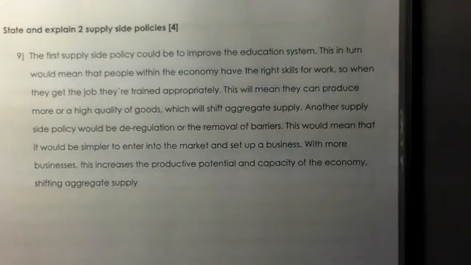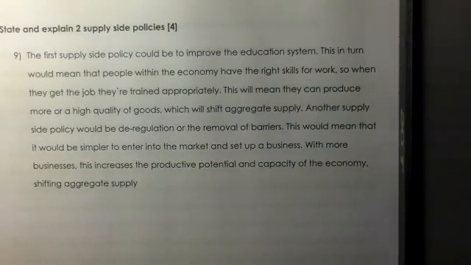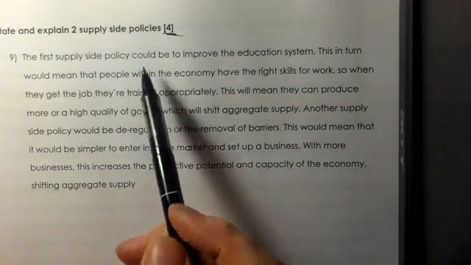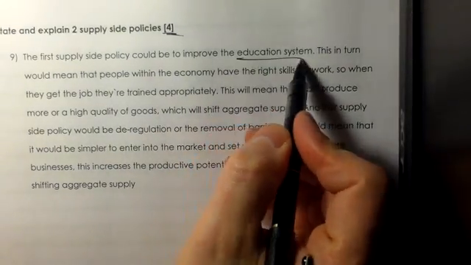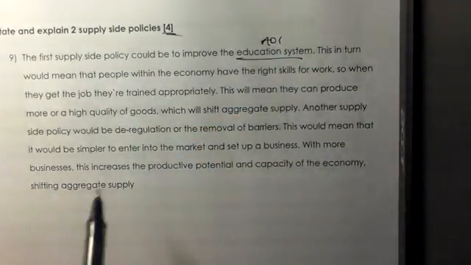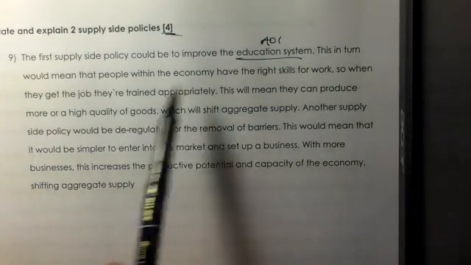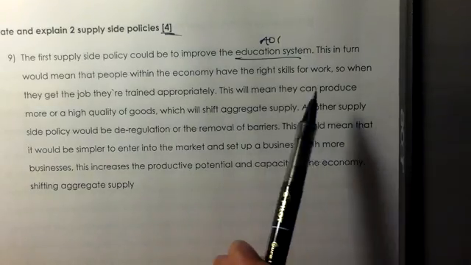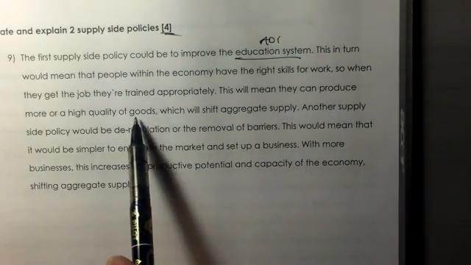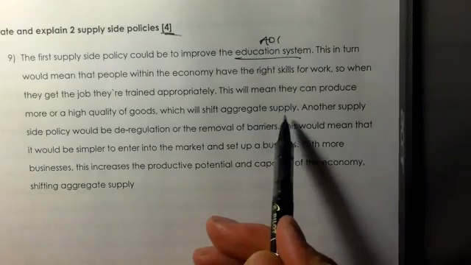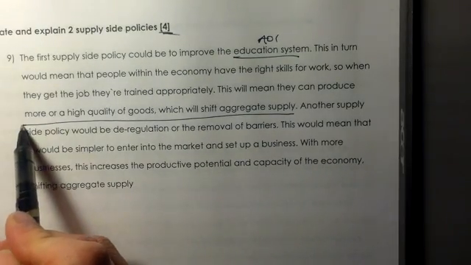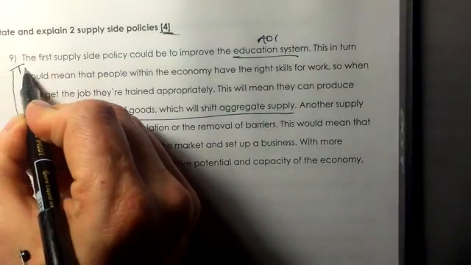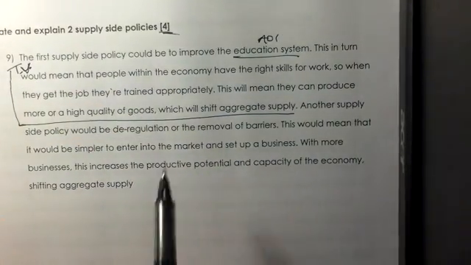The next example answer is state and explain 2 supply side policies for 4 marks. So 1 supply side policy identified as education, AO1. This would mean that people would have the right skills, so when they get the job they're trained appropriately. This will mean that they can produce more or high quality goods, which will shift aggregate supply. This is kind of a too vague or TV bit of feedback.